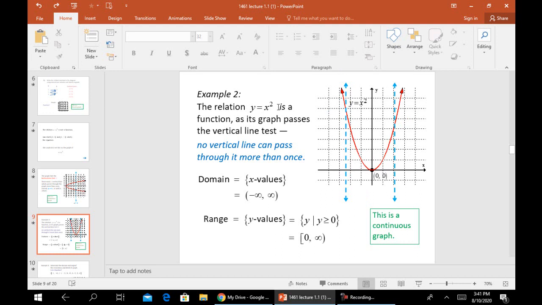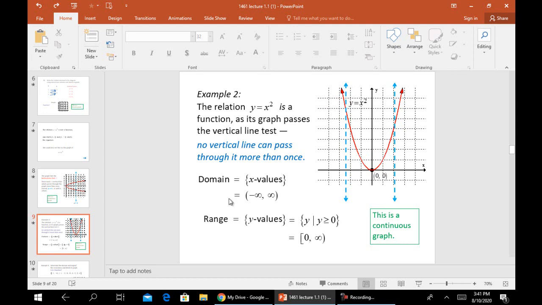So we know that the graph of this equation is a parabola that opens upward. And if you look at this graph, you see that no vertical line can pass through this graph more than once. So y is equal to x squared is a function.